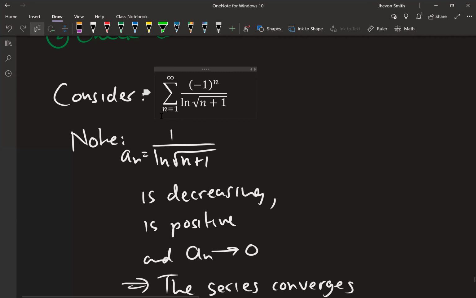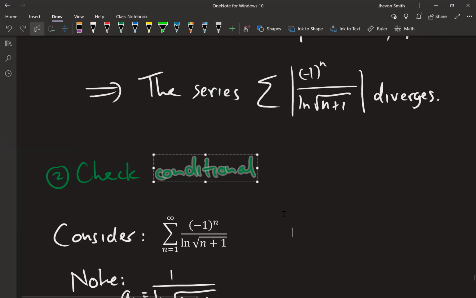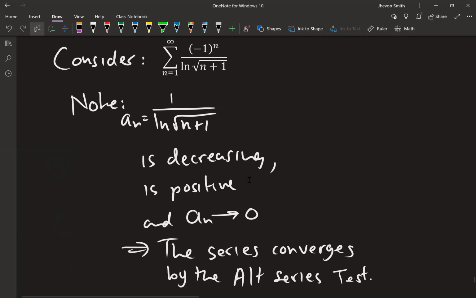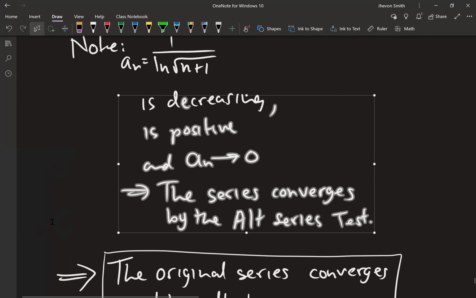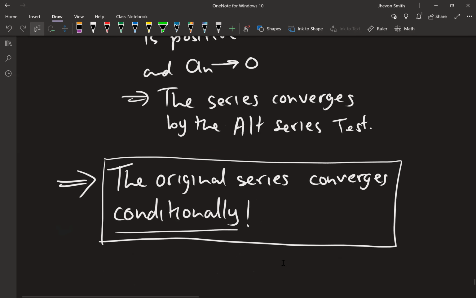I see that. Now I'm checking conditional convergence. So the alternating series test is back on the table and I applied it. And I got convergence by the alternating series test, and that gives conditional convergence.